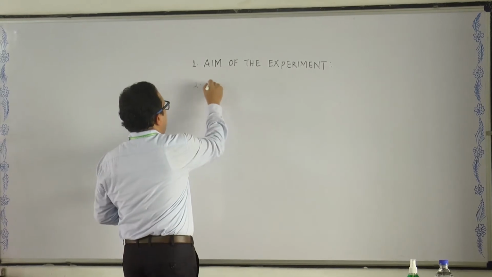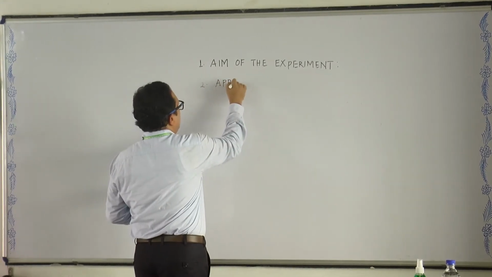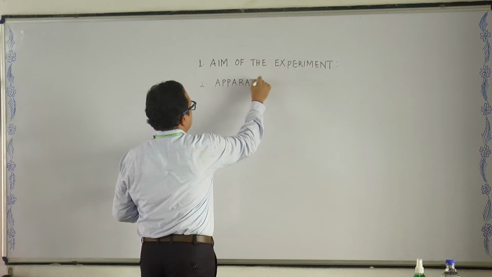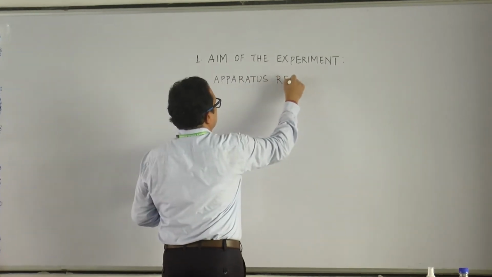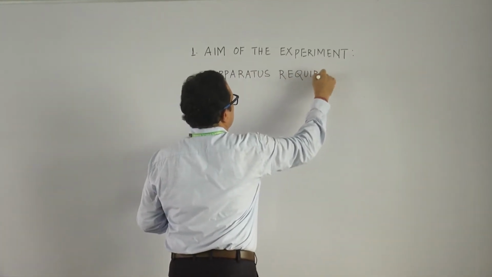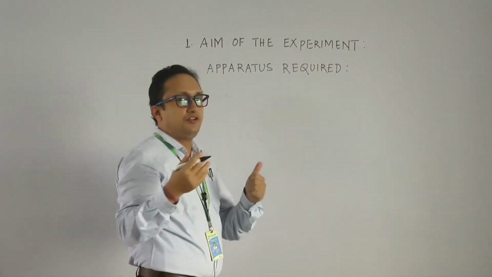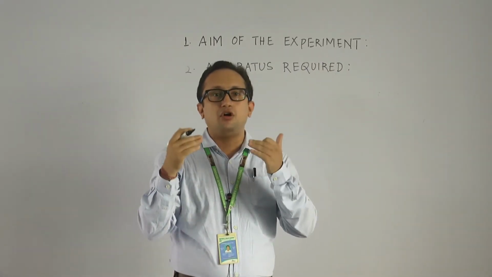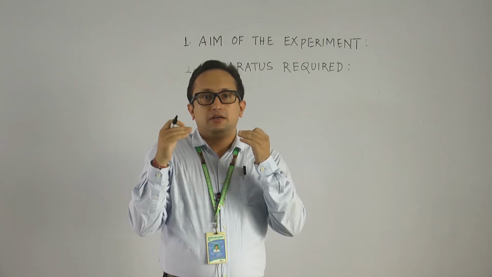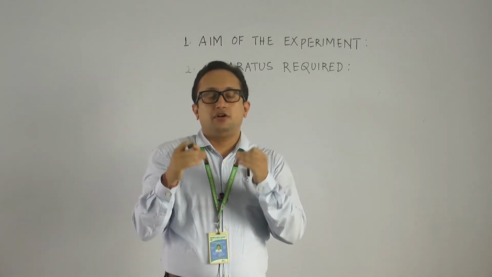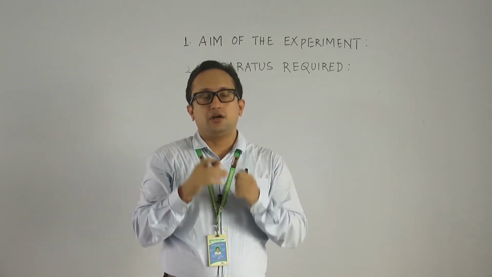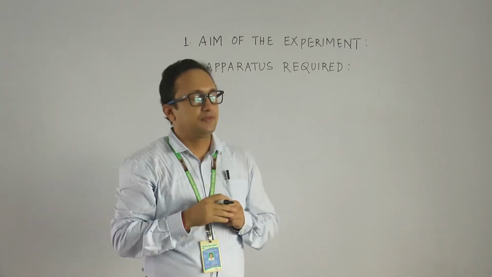Second is the apparatus that is required for performing the experiment. Before starting the experiment, one needs to have a list of all those instruments or apparatus or devices that will be used for conducting the experiment.